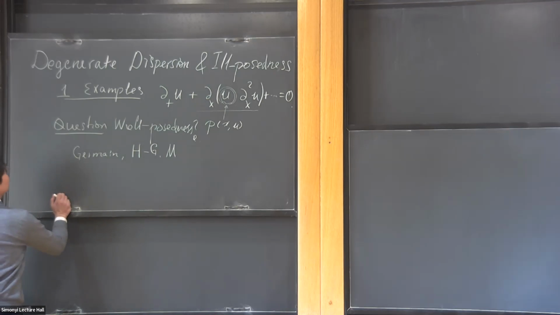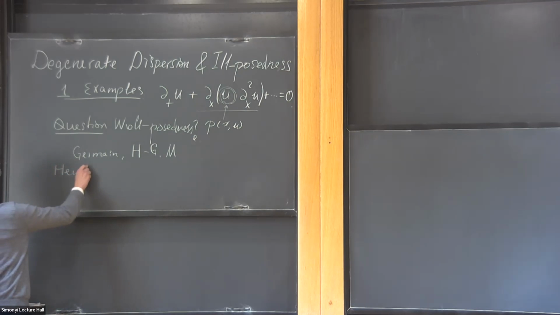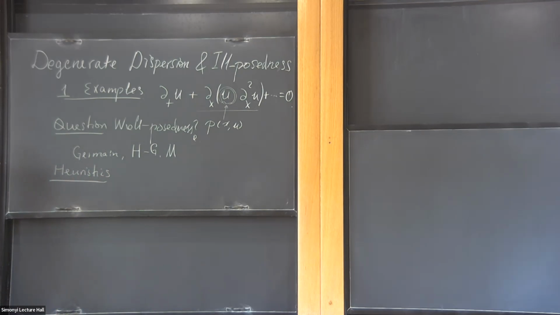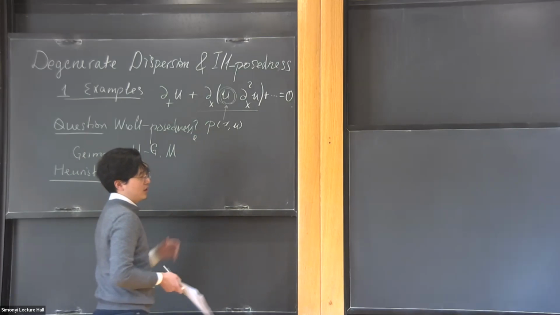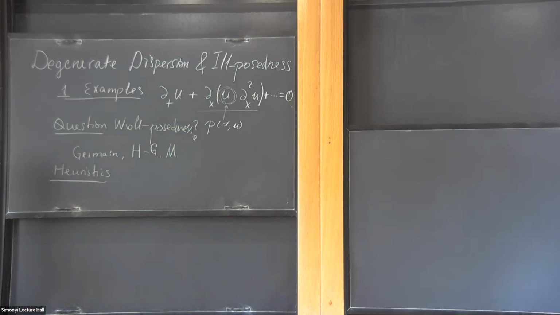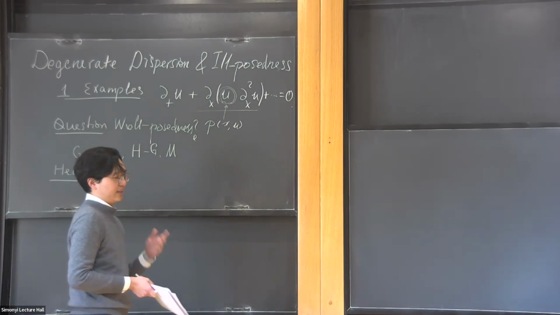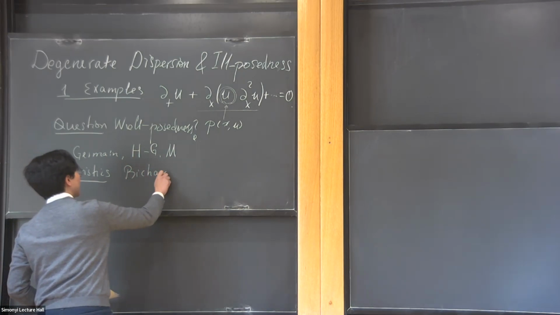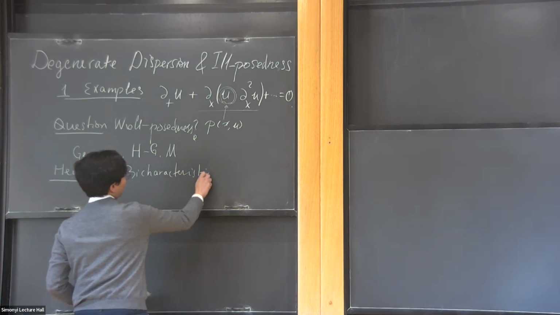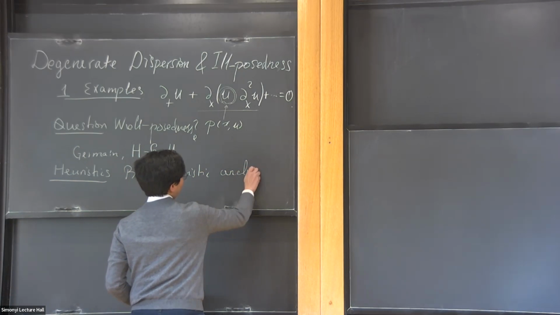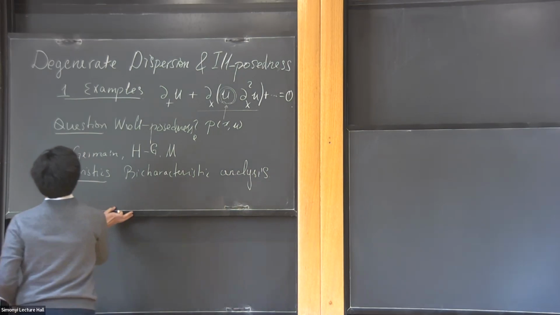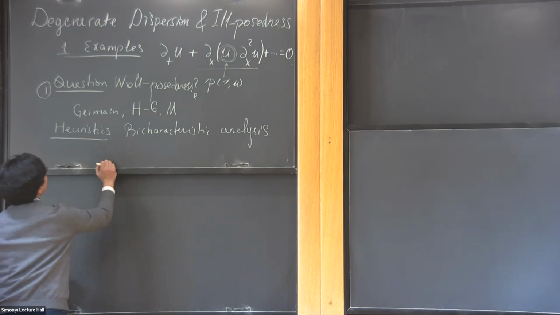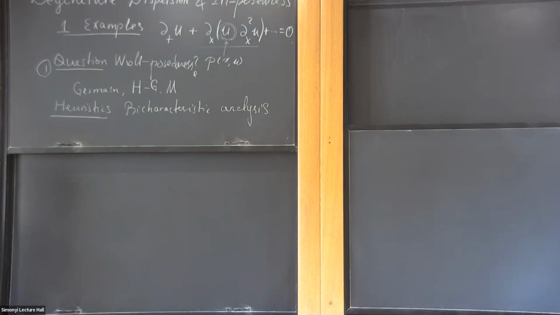But the heuristics, which allows us to tell in which function spaces they could be well-posed or not, comes from simple bicharacteristic analysis, which I will now explain. Any questions?